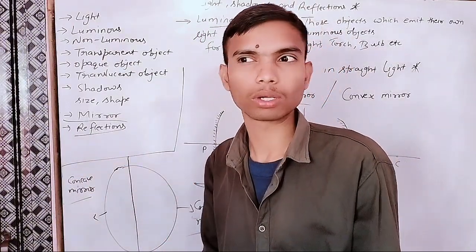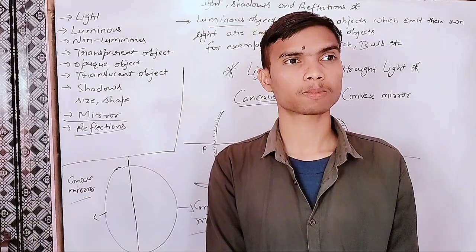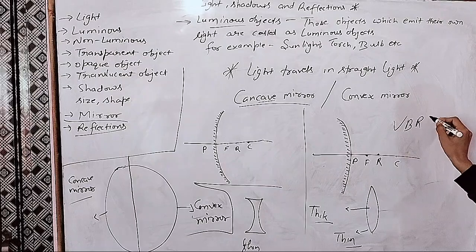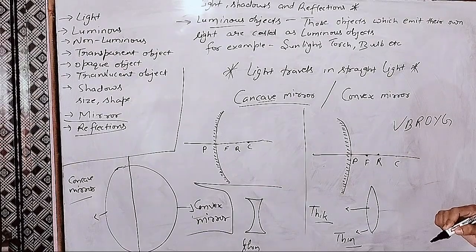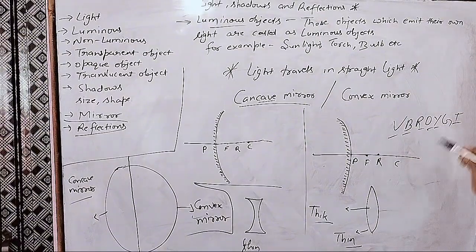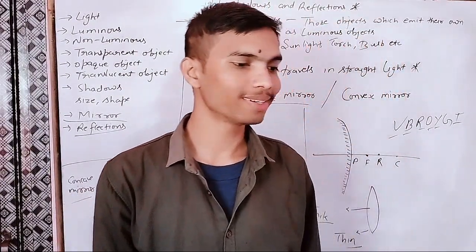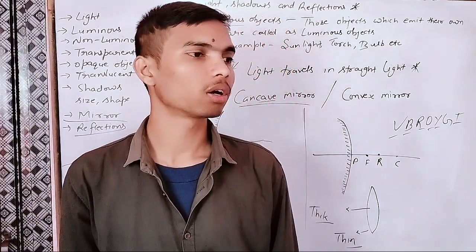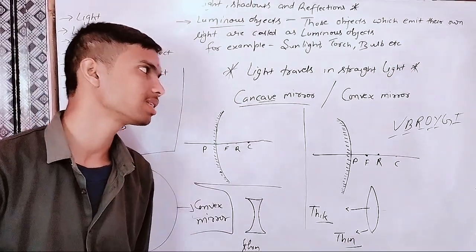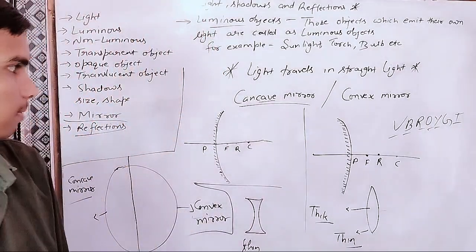Violet, blue, yellow, orange, red, green, indigo. These are the seven colors which white light has. Violet, blue, red, orange, yellow, green, indigo. A rainbow also has these seven colors.